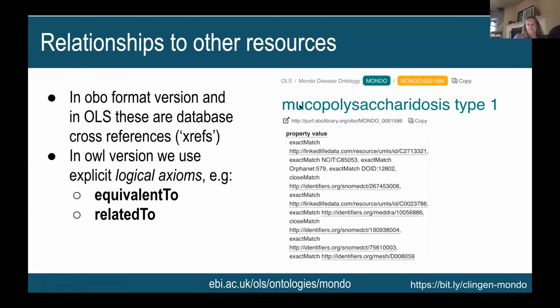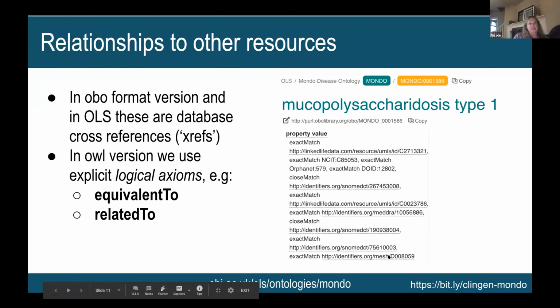So if we have the term mucopolysaccharidosis type 1, it's either equivalent to an underlying source. In the ontology itself, in the OWL web language, we say equivalent to, but it shows up in OLS as an exact match. So this is an exact match to this NCIT term and to this Orphanet term, or we have related to in the ontology itself, and in OLS it shows up as a close match. So it's a close match to the SNOMED term or this MeSH term.